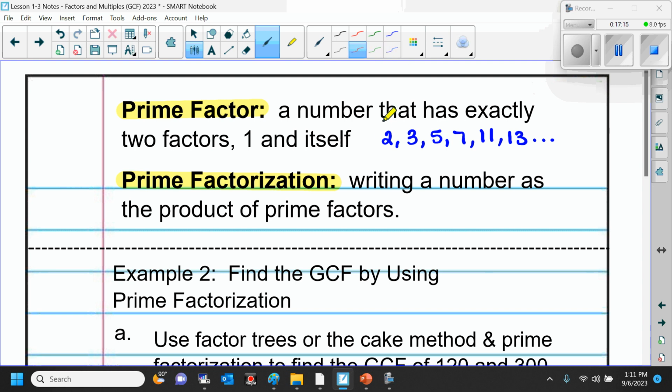Is 1 a prime factor? No. Why not? Excellent. 1 is not a prime number. 1 is not a prime number because a prime number has exactly 2 factors, right? How many factors does 1 have? Only 1. Has everybody got that? Good. So prime factorization is writing a number as the product of the prime factors. Okay?